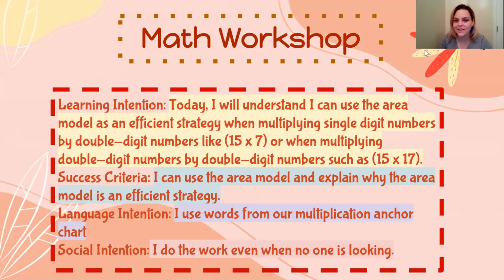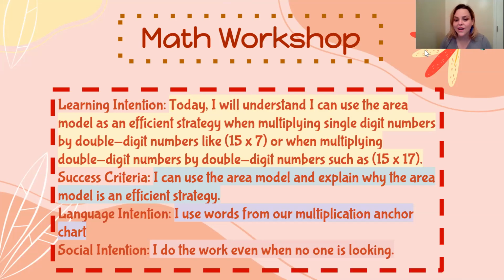Today I will understand I can use the area model as an efficient strategy and model when multiplying single-digit numbers by double-digit numbers, like 15 times 7, or when multiplying double-digit numbers by double-digit numbers, such as 15 times 17. My success criteria, I can use the area model and explain why the area model is an efficient strategy.